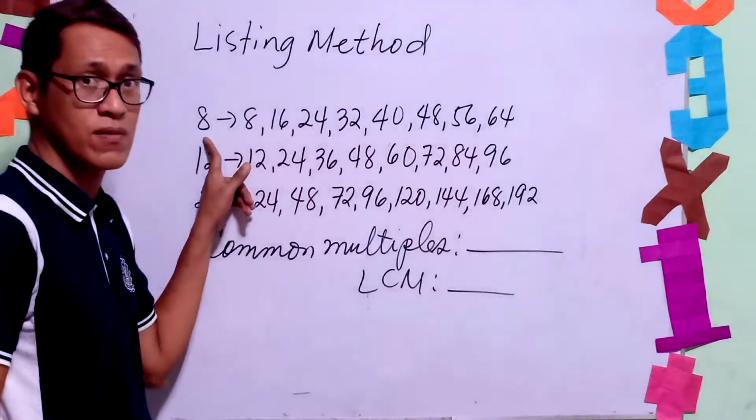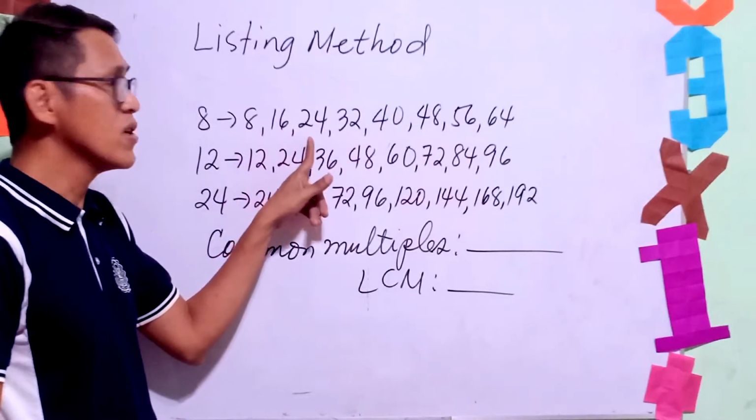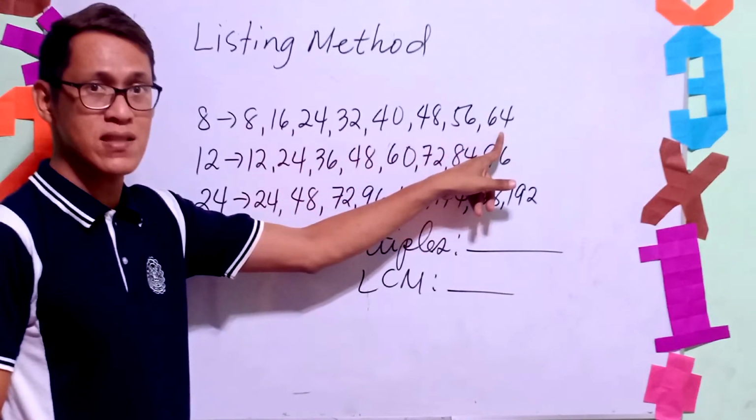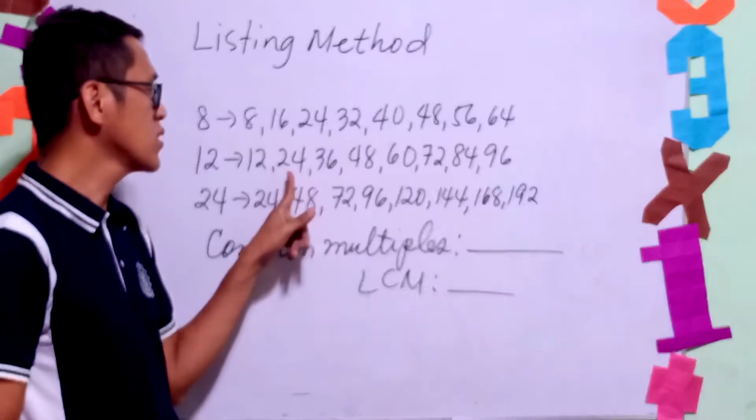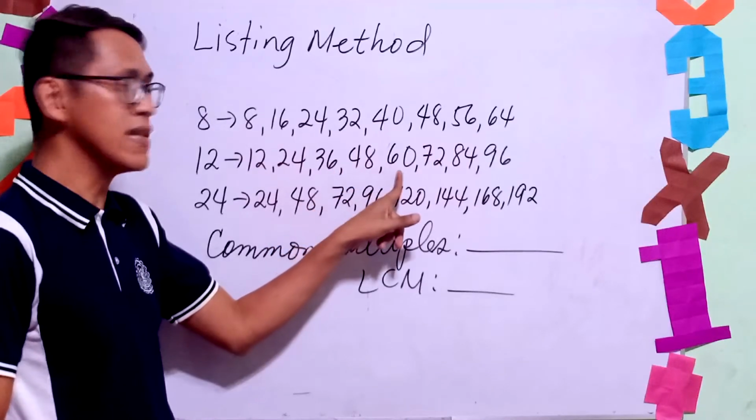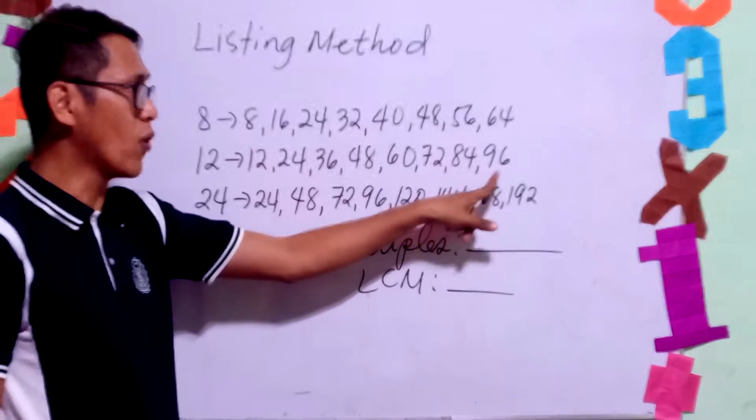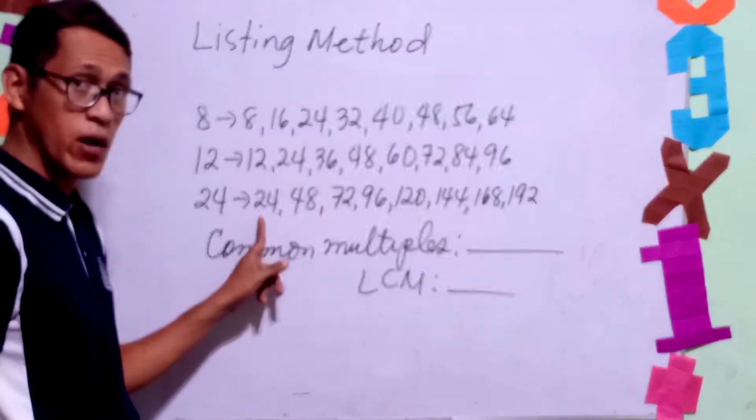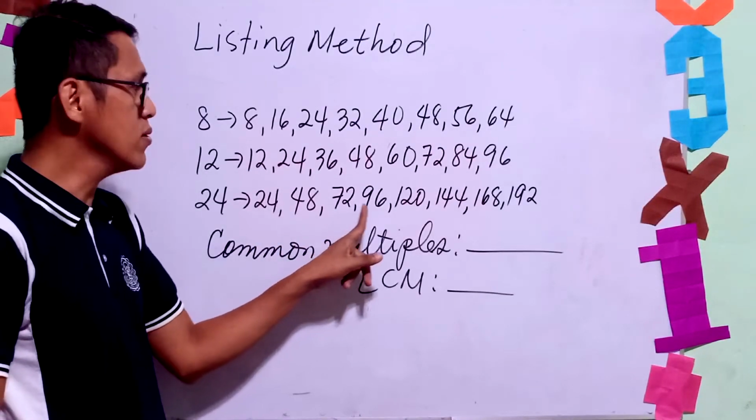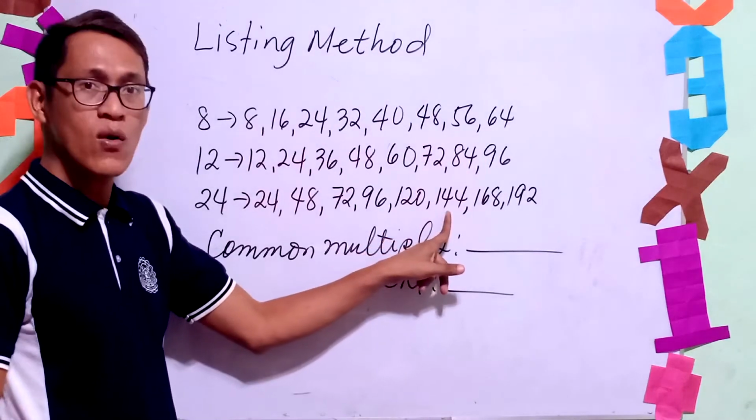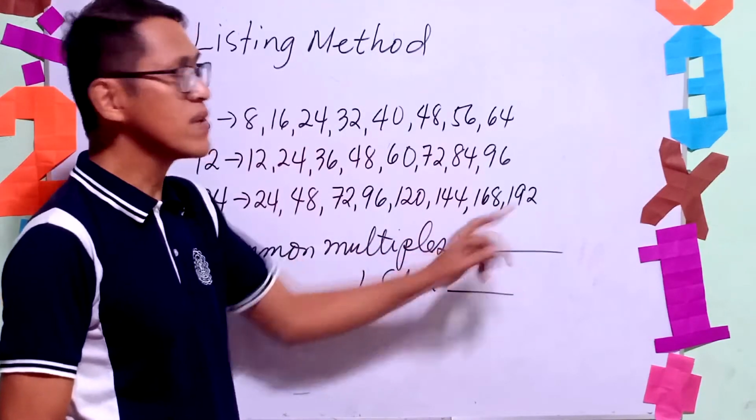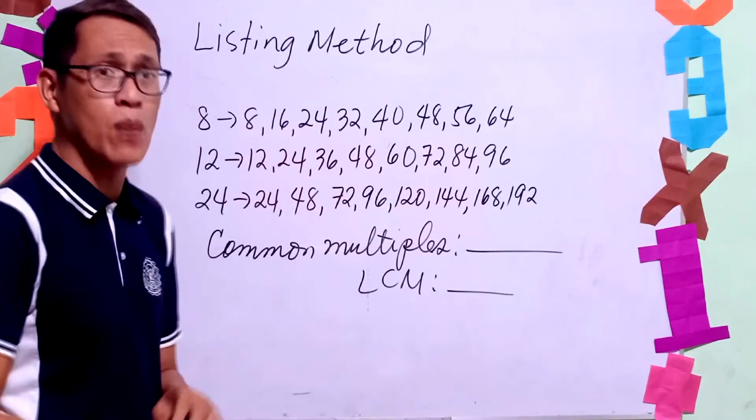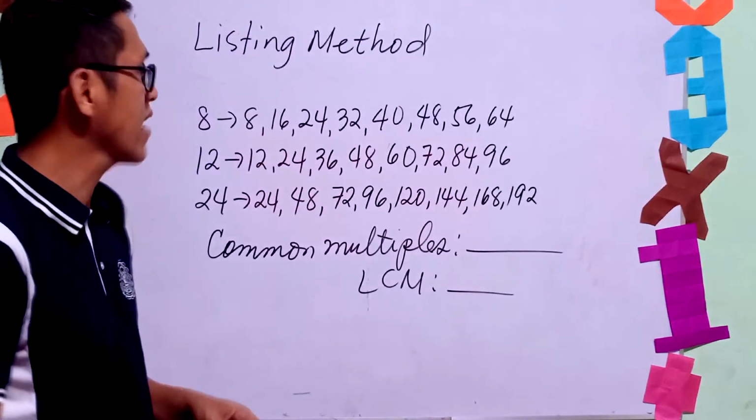For 8, these are the multiples of 8: 8, 16, 24, 32, 40, 48, 56, and 64. For 12, we have 12, 24, 36, 48, 60, 72, 84, and 96. For 24, the first 8 multiples are 24, 48, 72, 96, 120, 144, 168, and 192. So after that, get their common multiples. So what common multiples can you see?